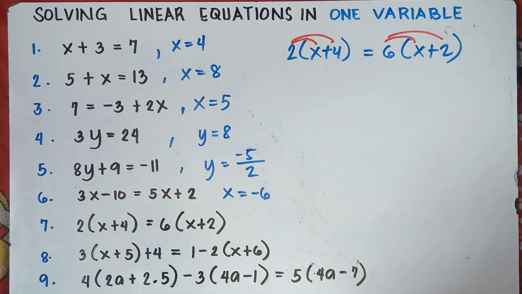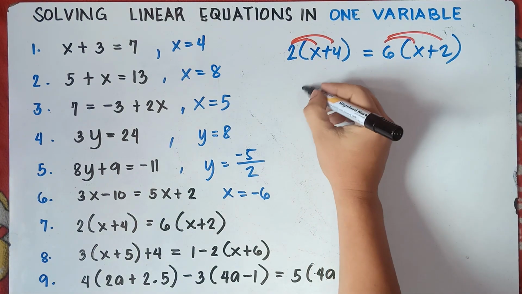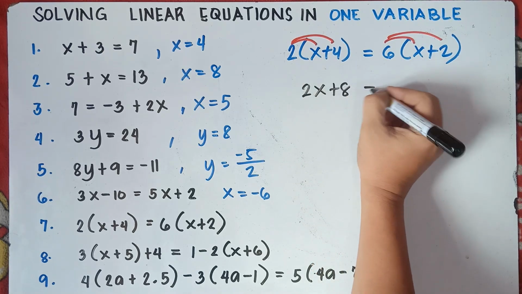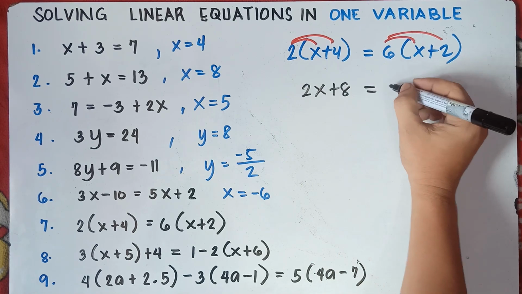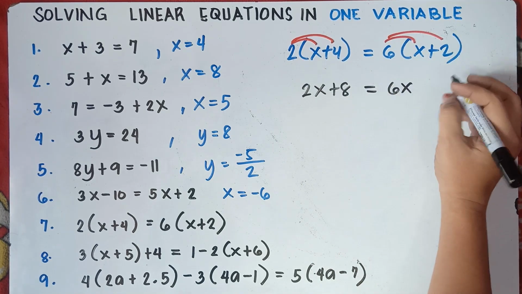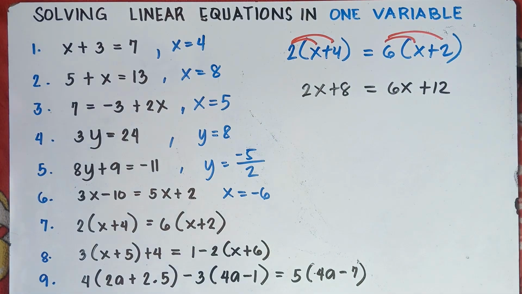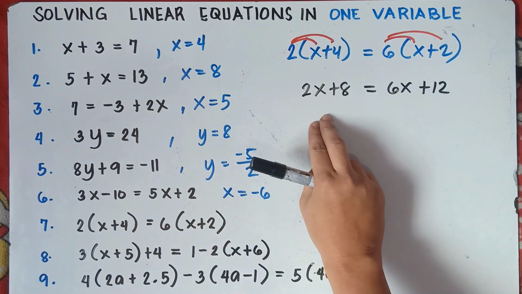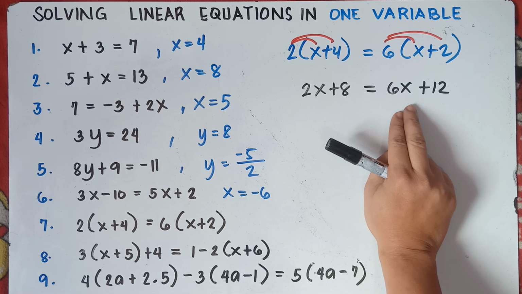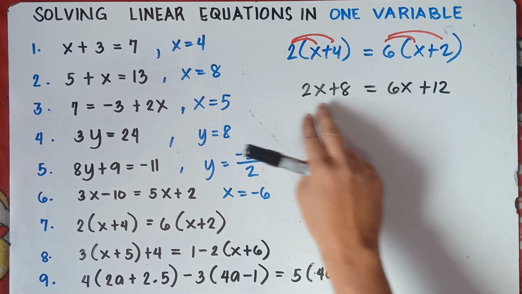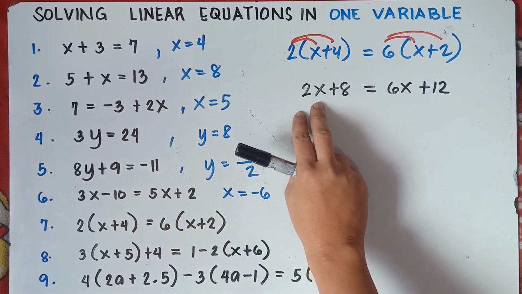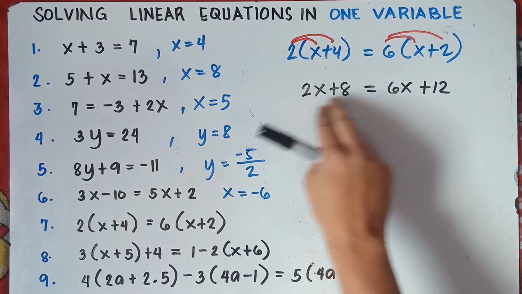Alright, so we have 2 times x is 2x. 2 times positive 4, that's positive 8. Equals 6 times x is 6x. 6 times 2, that's positive 12. Once again, if you transpose the 6x from right to left, your answer will be negative because 6x is greater than 2x. So we just simply transpose this 2x from left to right.